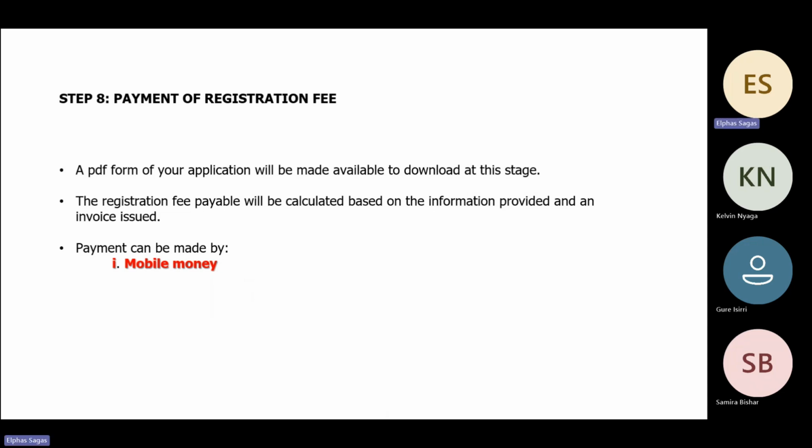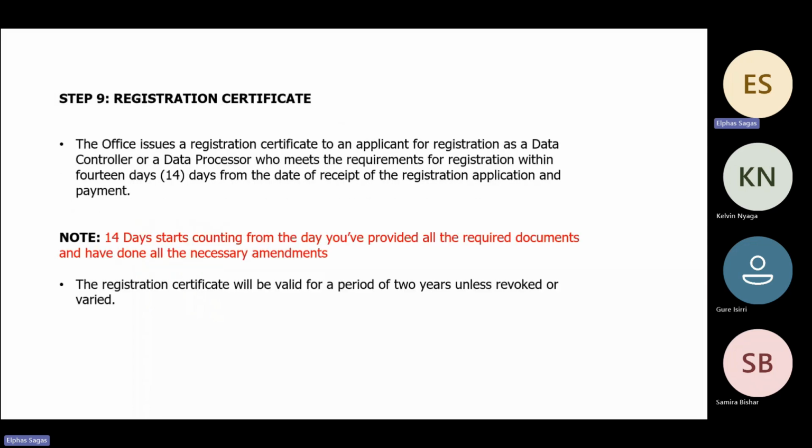Once you put that number, a prompt, you'll just put a password and the deduction will be done automatically. After step 9, the application will come to our end. We will evaluate it. It goes through different steps.